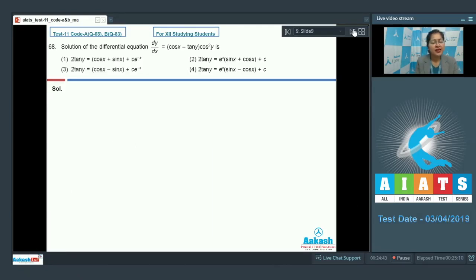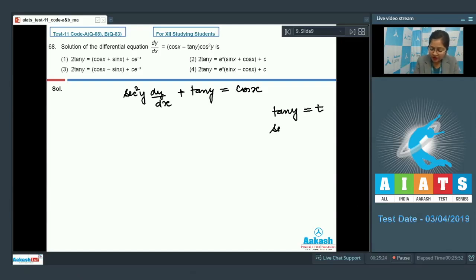Next is question number 68, which says that the solution of the differential equation dy upon dx equal to cos x minus tan y into cos square y is. The equation can be rewritten as secant square y into dy by dx plus tan y is equal to cos x. Now, the equation is of the form of a linear differential equation. If I put tan y equal to t, that will give me secant square y into dy upon dx equal to dt upon dx.